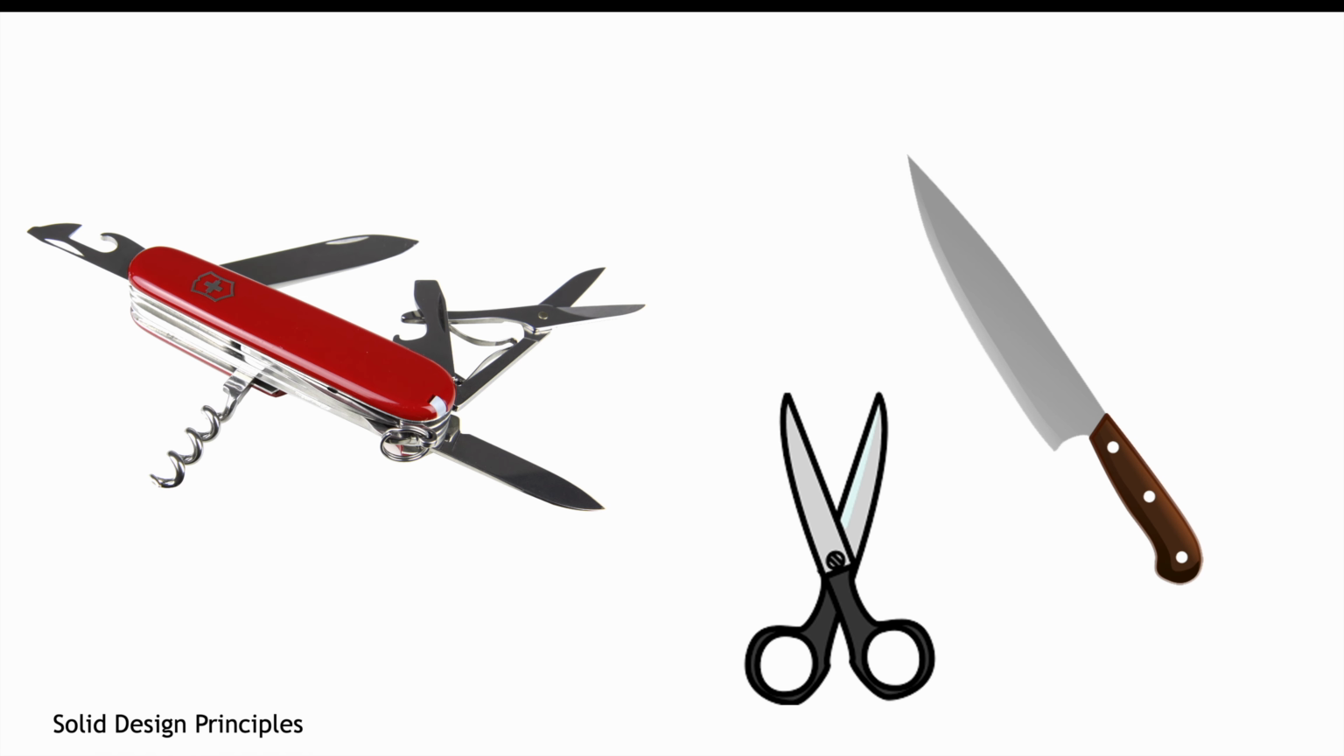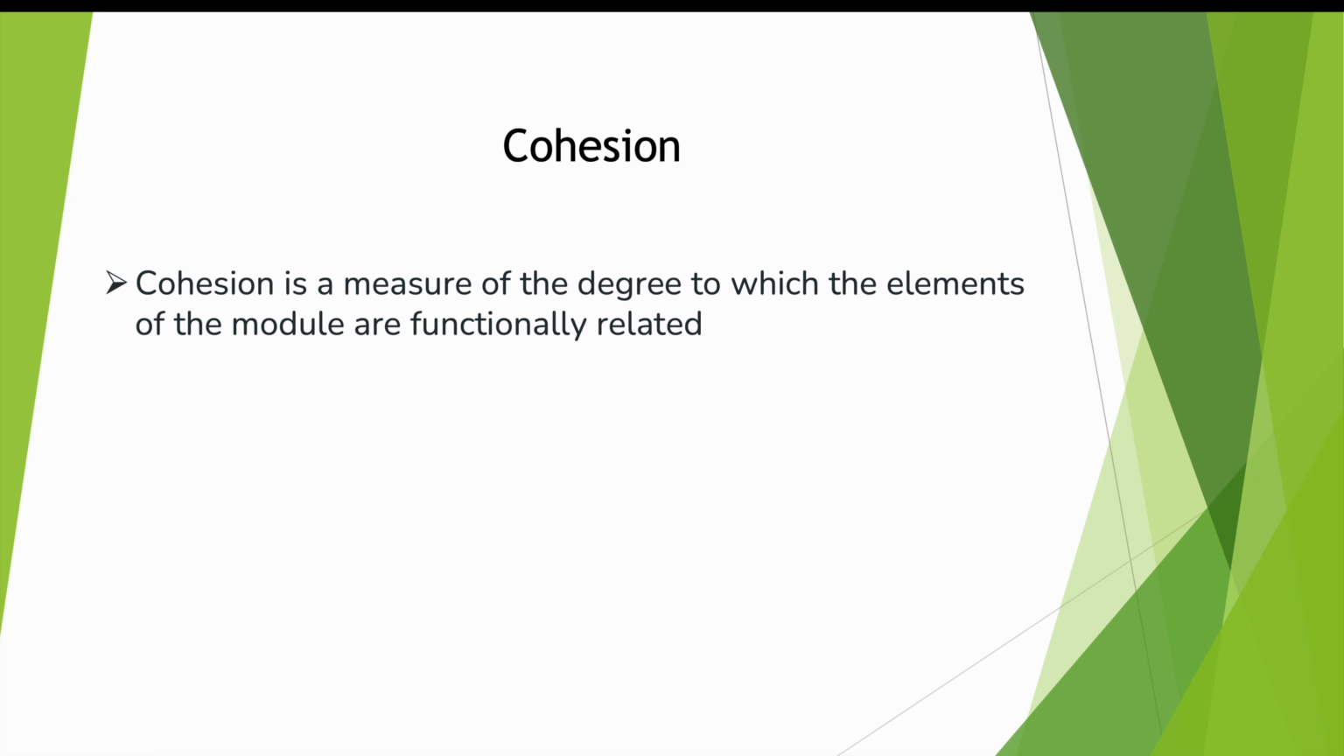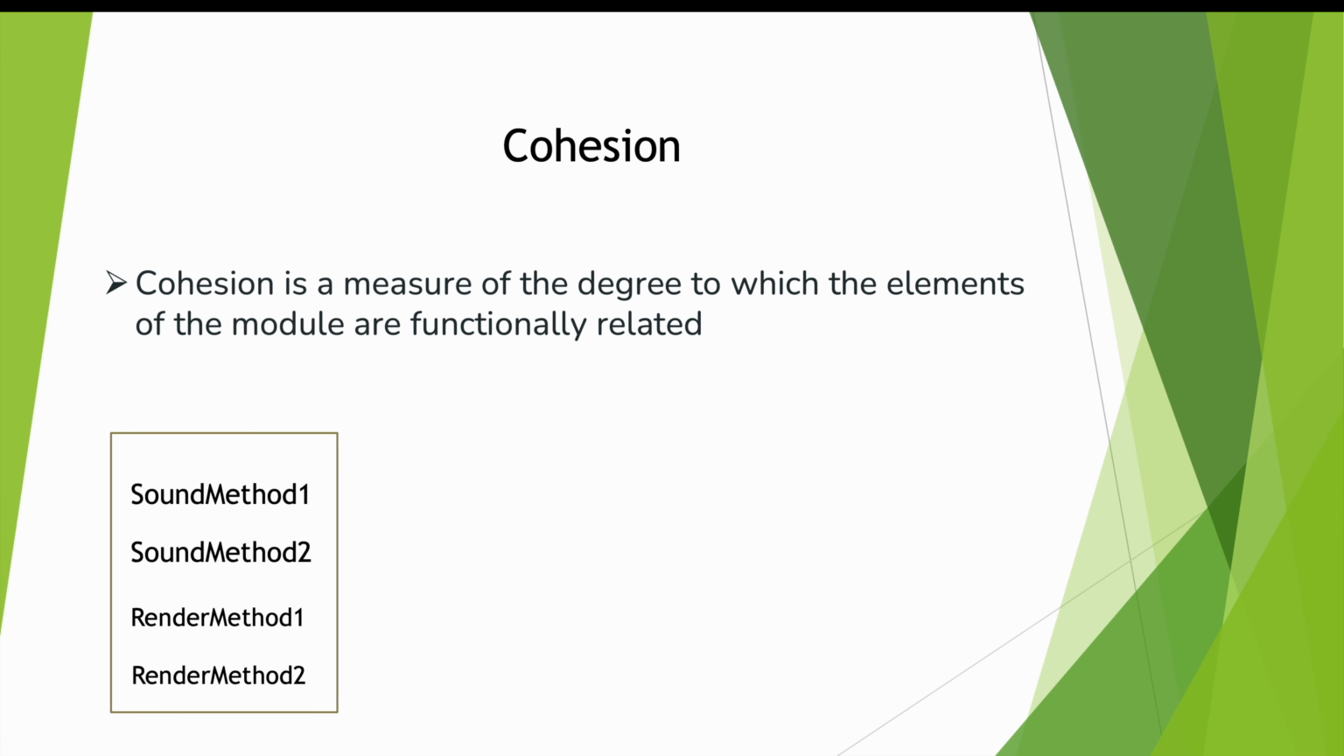Let's go through a few additional terms as well. So the first term we are going to look at is cohesion. It is defined as a measure of the degree to which the elements of a module are functionally related. So let's assume there is a class which contains 4 methods and 2 of them are sound related and 2 of them are related to rendering the video on the screen. So there is low cohesion. Why? Because the sound methods are not functionally related to the rendering methods. So we can create 2 separate classes, one for the sound and one for the rendering. Then there will be high cohesion between these methods. So in SRP, we should focus on high cohesion.